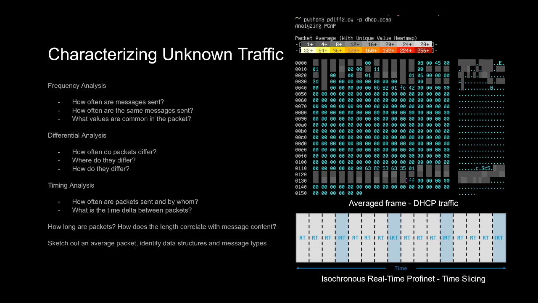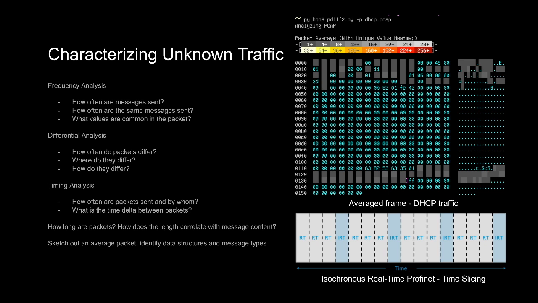So the thing that I like to try to do is to sketch out what an average packet looks like and see if I can identify any data structures or message types. So in here, it's actually a tool that I'll discuss in a second, PDIF2, with a packet average with a heat map with frequencies, or how often a certain value appears within a packet.